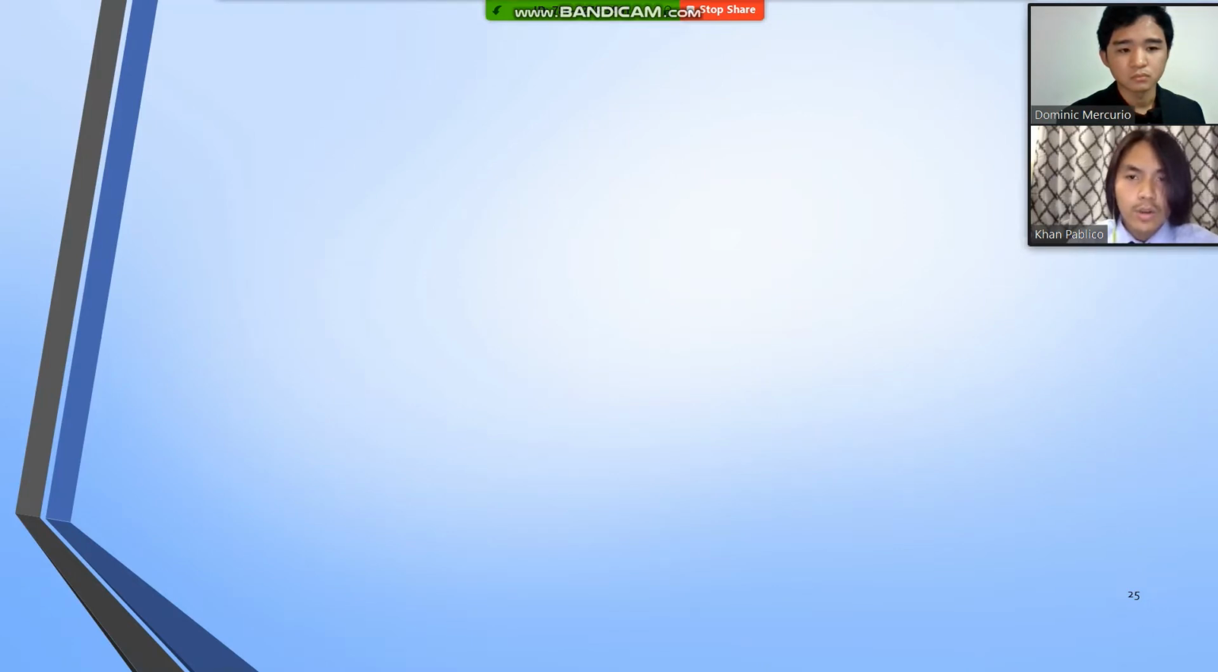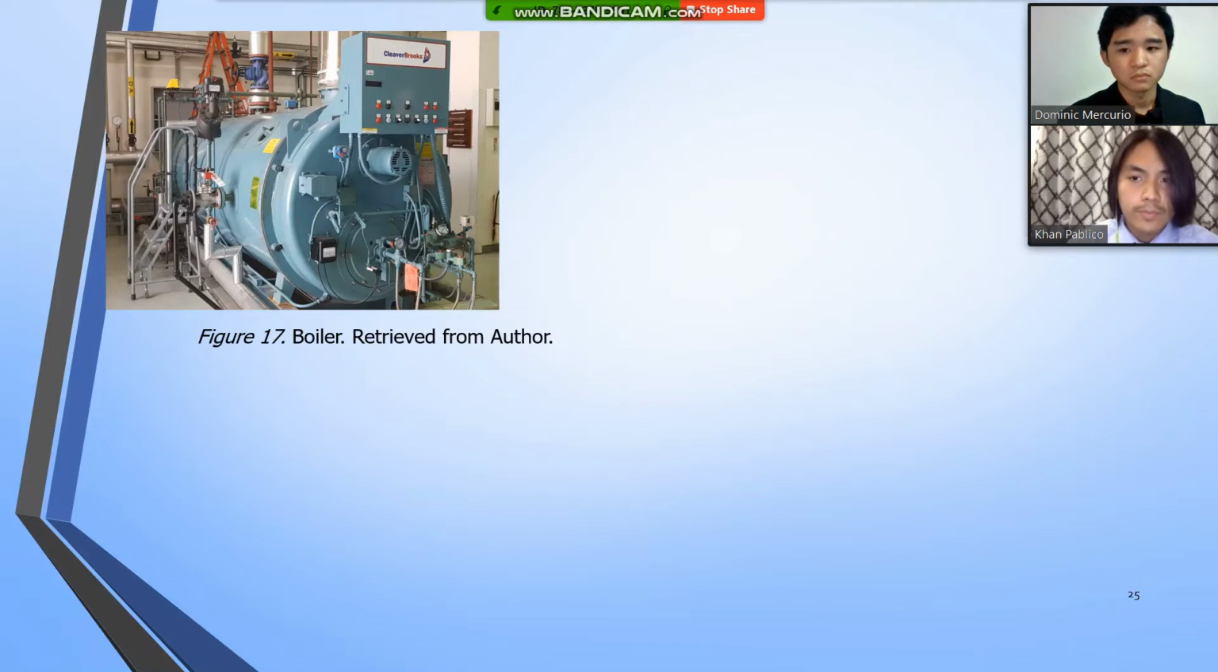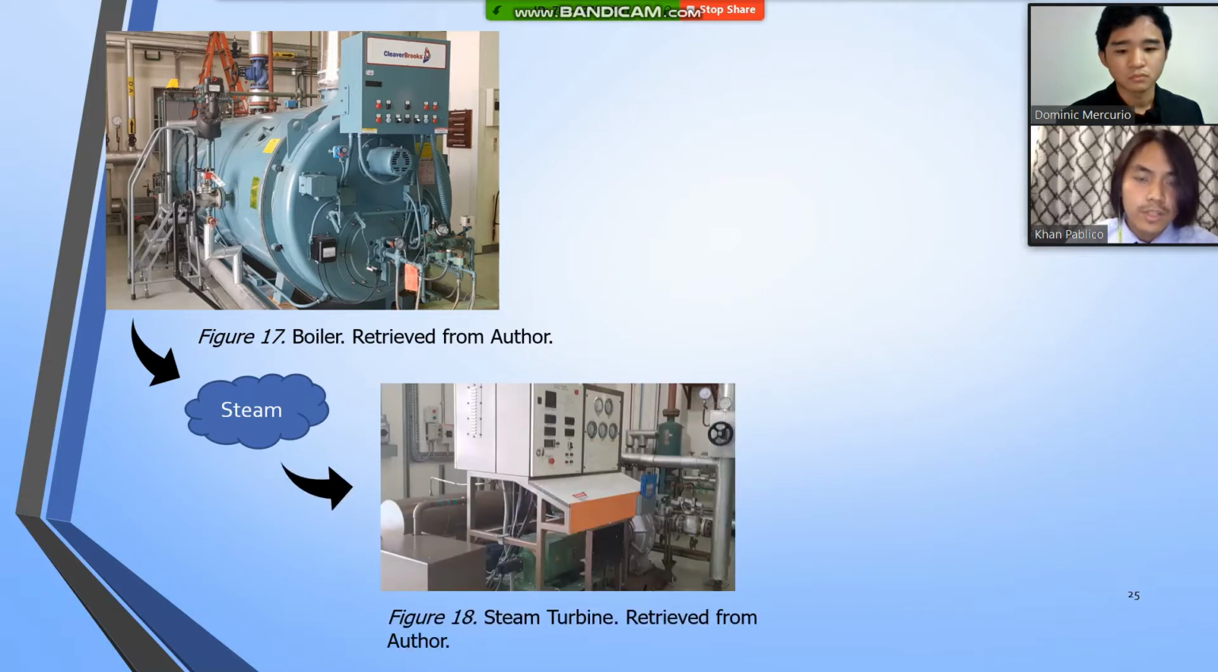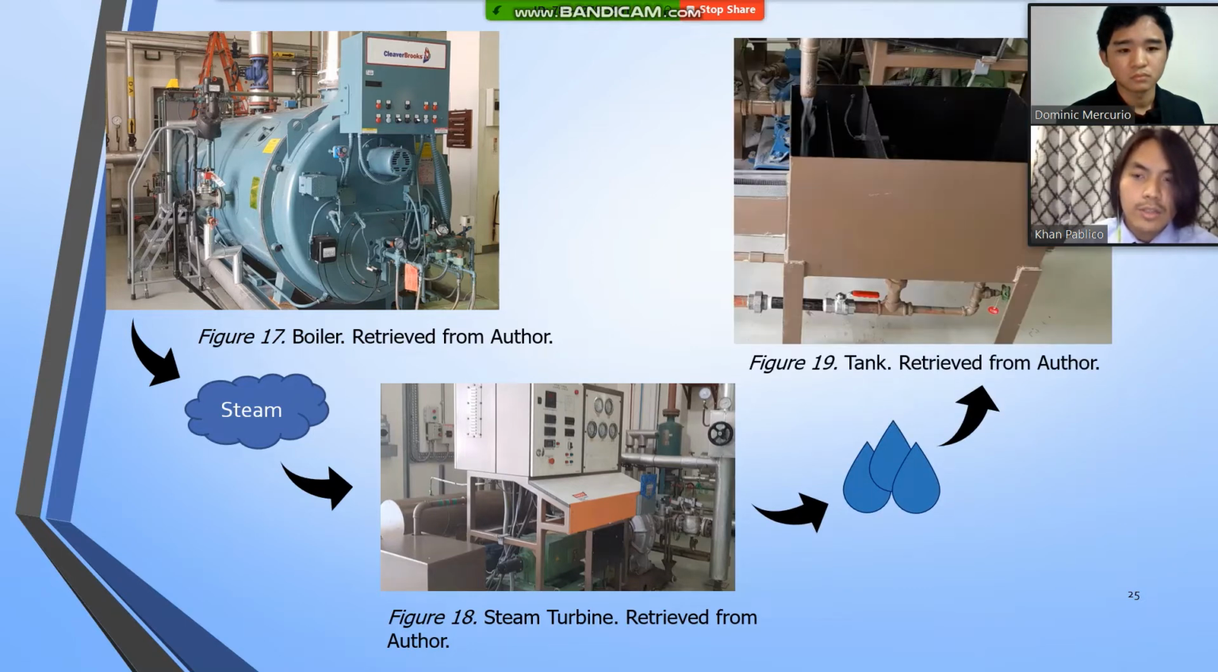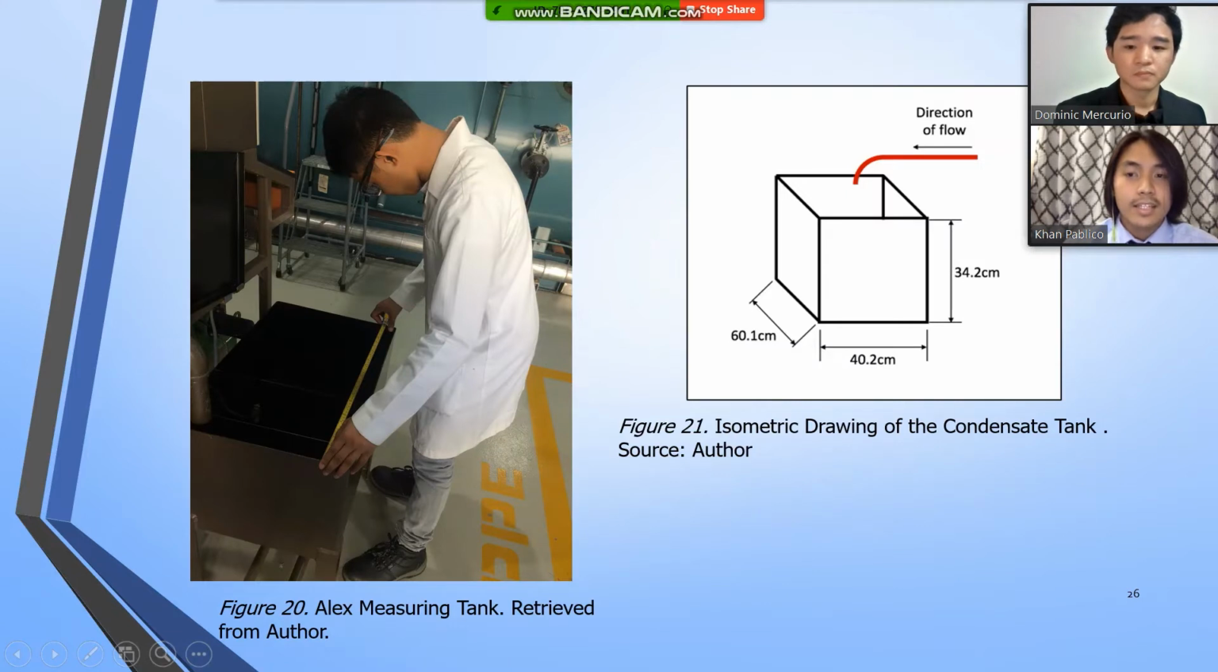Here, the process of our experiment begins with the boiler. The boiler heats up the water until it turns into steam. The steam is then sent into different parts, such as the steam turbine, and in the steam turbine, the steam is used to generate electricity. Once the steam turbine is done with the steam, it goes back into condensate, which is a liquid form, and it will be collected into the tank. This tank is then measured using a measuring tape, and we take all the dimensions of the tank.